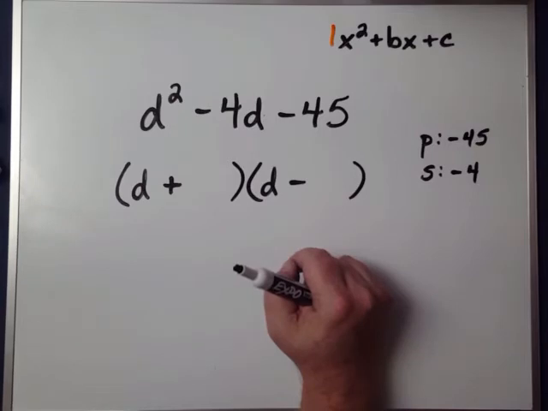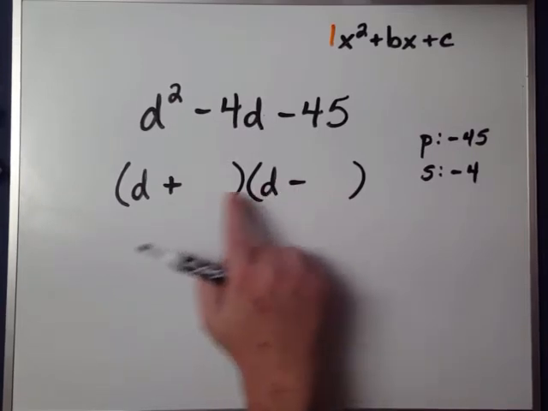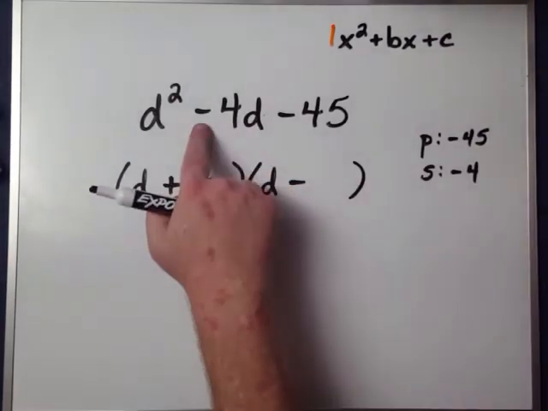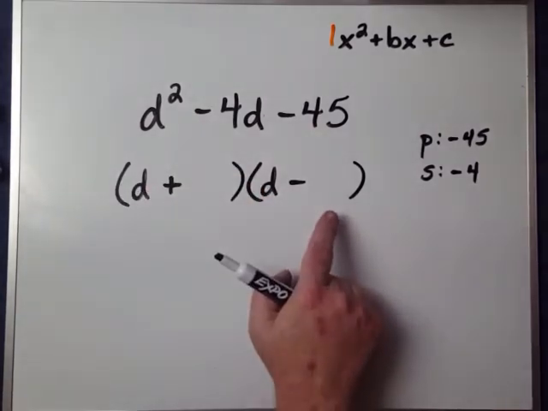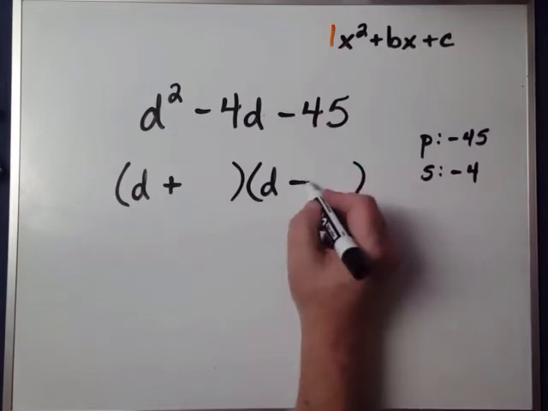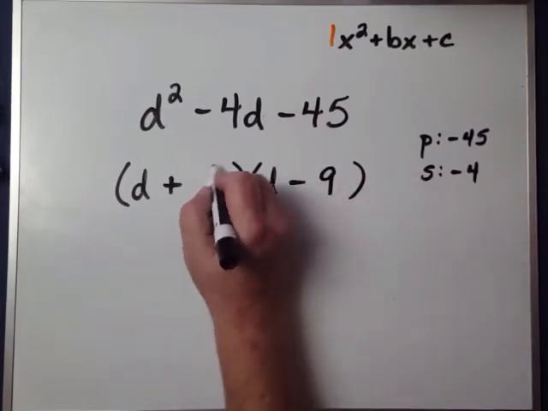How about 5 and 9? Now, which one goes where? For this middle term to come back out negative, when I FOIL this back out, the larger of the two numbers needs to go with the negative. So the 9 goes here, and the 5 goes there.